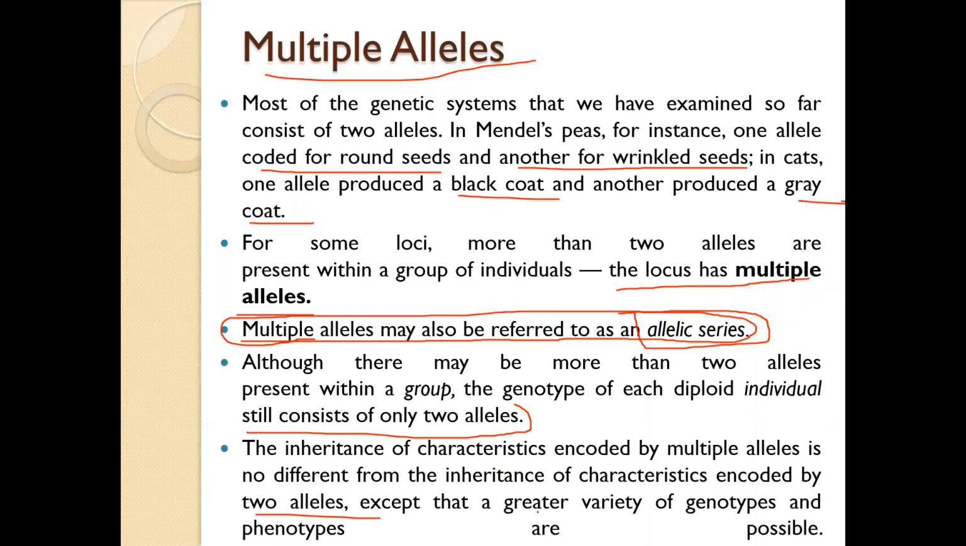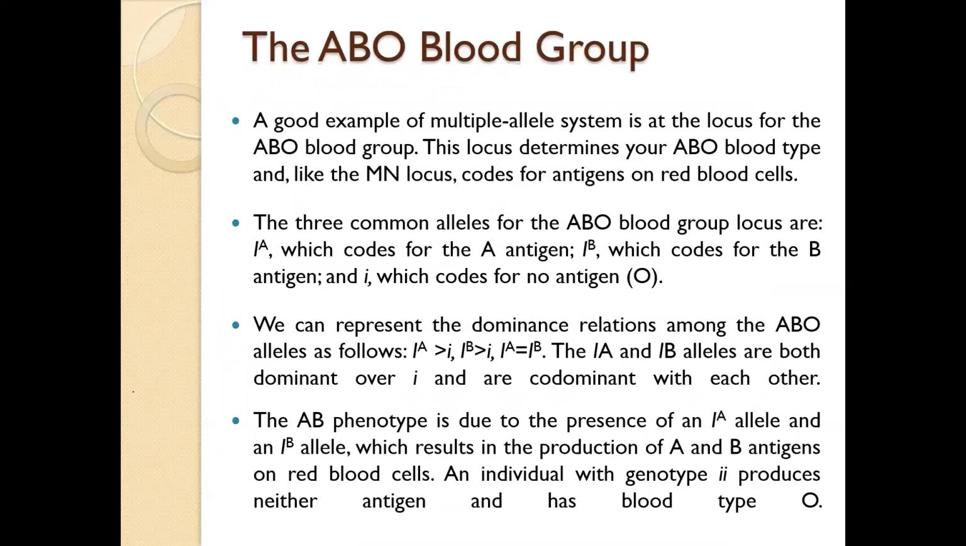Except that a greater variety of genotypes and phenotypes are possible. Varieties may be much higher. So we will come to the ABO blood group. This is quite different from the MN locus. In the case of the MN locus, or MN blood grouping pattern, we have only M and N, where either M is present or N is present. But in the case of the ABO blood group, we have an O term here, which is very important.